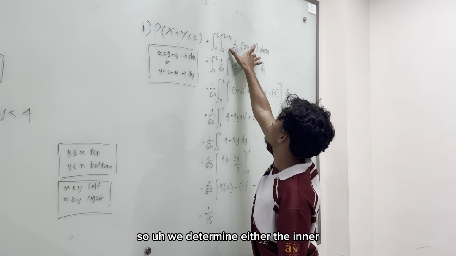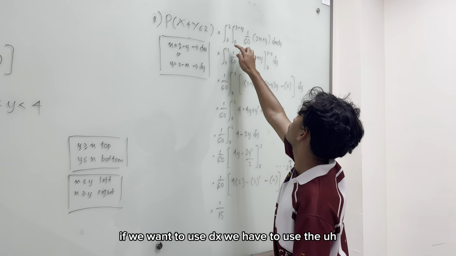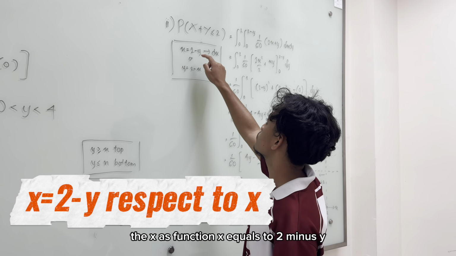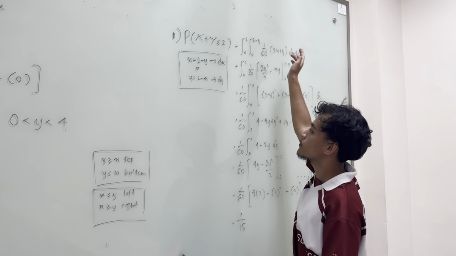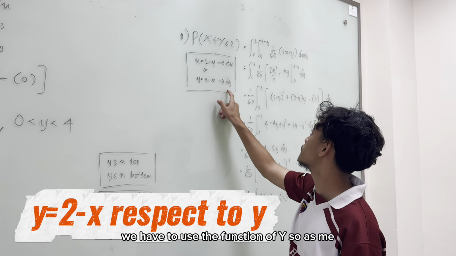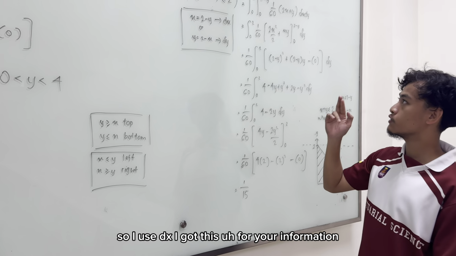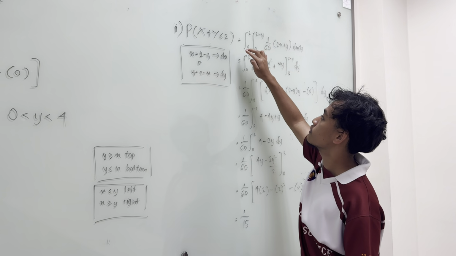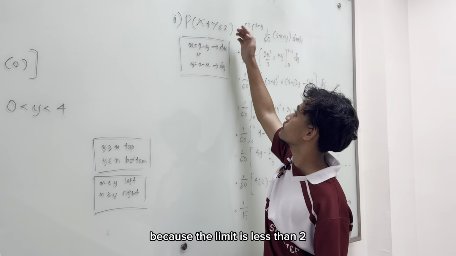So we determine whether for the inner integration we want to use dx or dy. If we want to use dx, we have to use x as the function, x equals 2 minus y. If we want to use the inner integration as dy, we have to use the function of y. As for me, I use the function of x, so I use dx and I got this. For your information, this is just for the inner side.